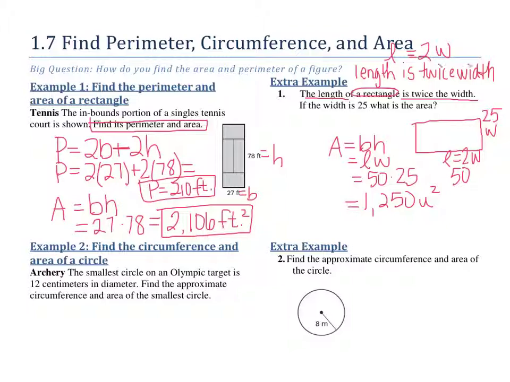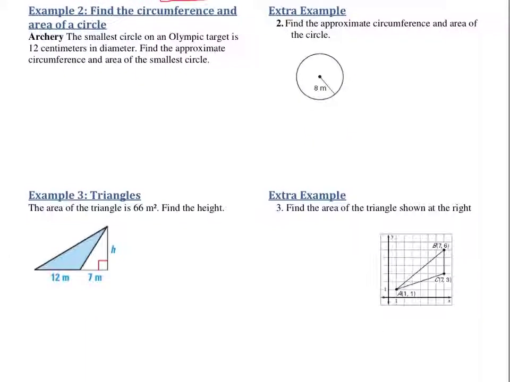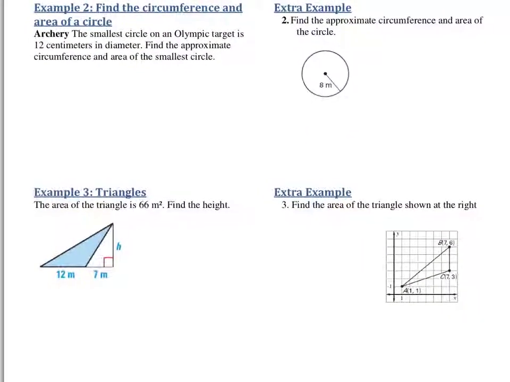Alright, let me move this up so I can see the next examples. The next 4 examples, really. Okay, and this next one, example 2, find the circumference and area of a circle. So we know we're going to have a circle, so I'm going to draw my circle in here. Not perfect, but that's okay.